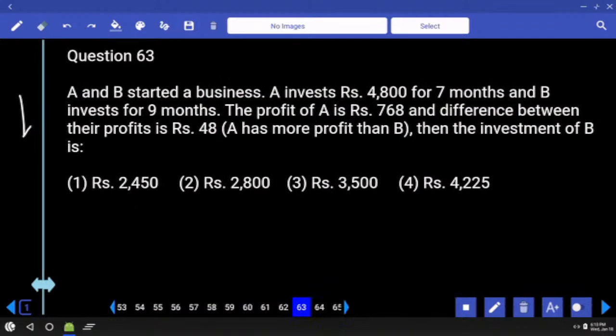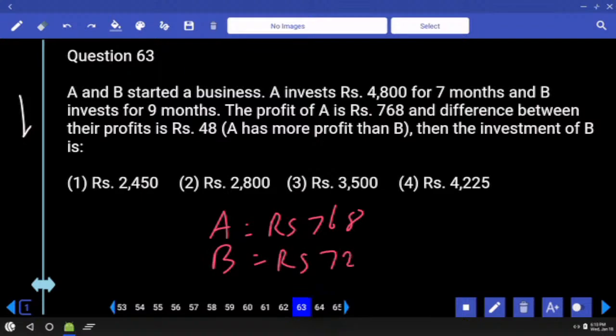63. Right. This is another partnership question. A and B started a business. A invests 4,800 for 7 months and B invests for 9 months. The profit of A is rupees 768 and the difference between their profits is rupees 48. A has more profit than B. That means if A's profit is rupees 768 and the difference is only 48 and A has more profit, then B is what? Rupees 720.